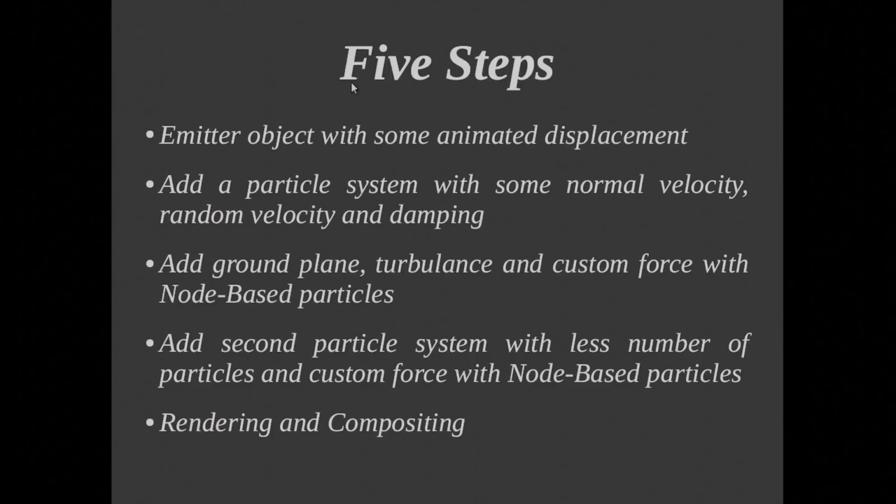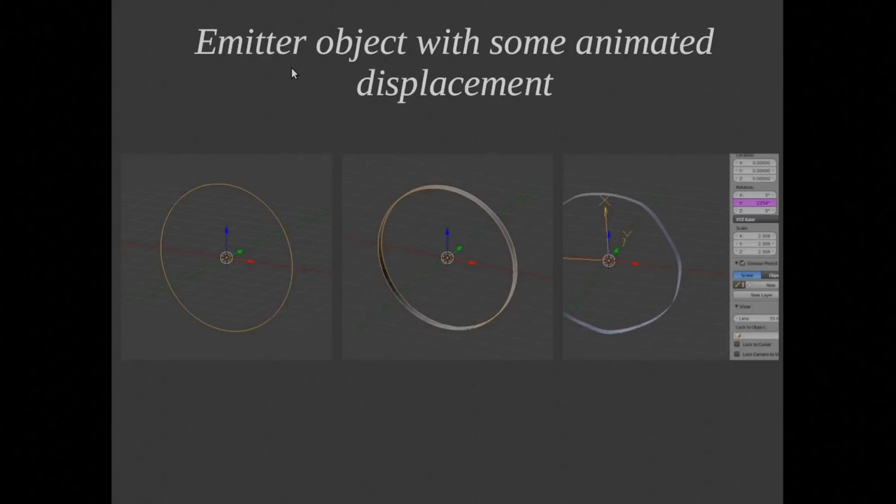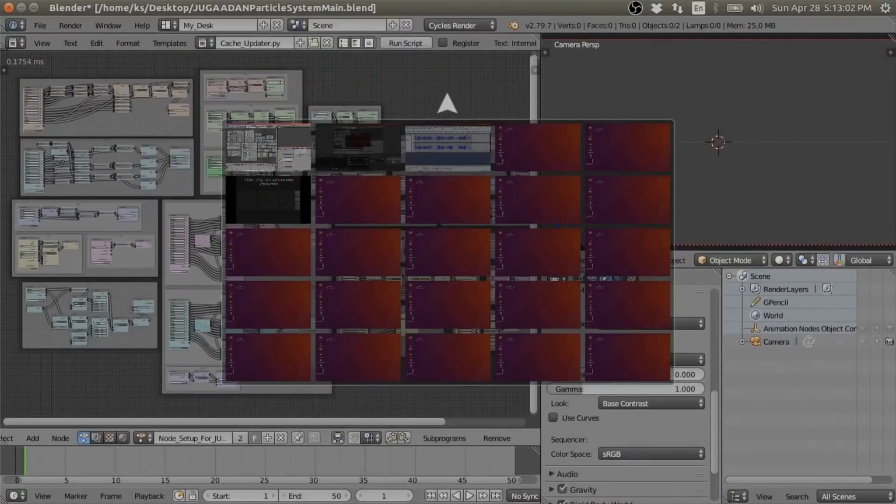So this particle effect has 5 steps. In the first step, we are going to make a circular object using a circle and then animate its displacement. The key point is we are not going to animate the emitter object itself, but we are going to animate the displacement of this emitter object.